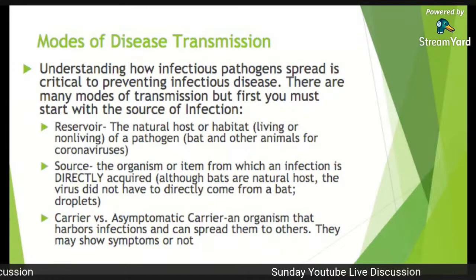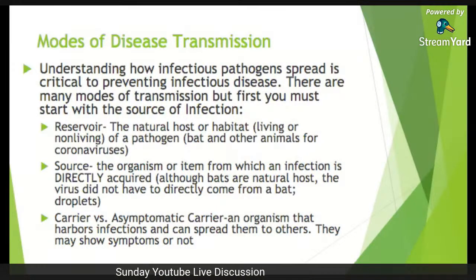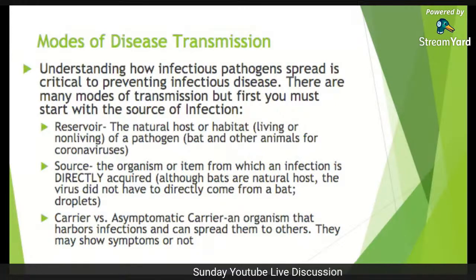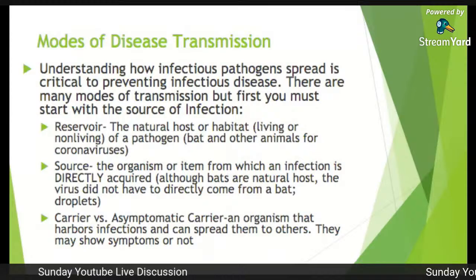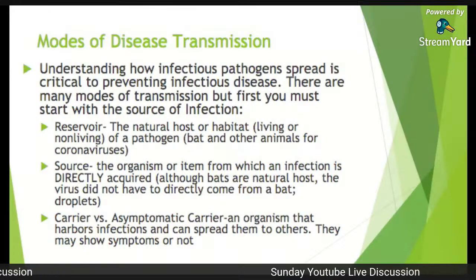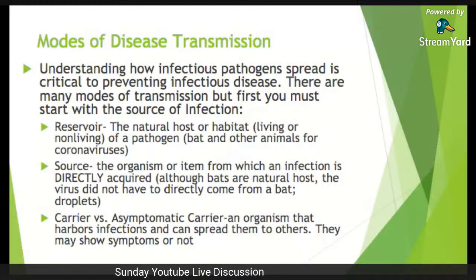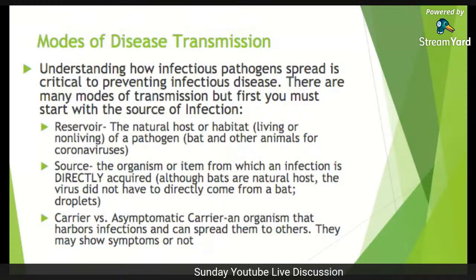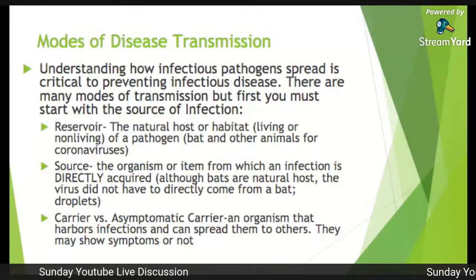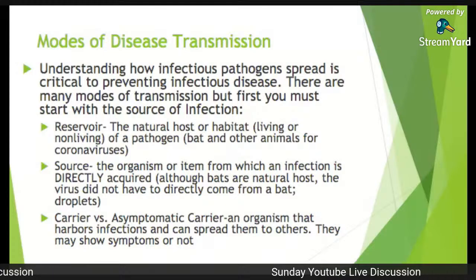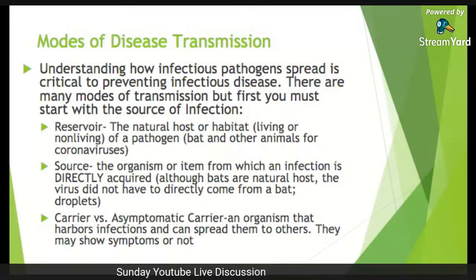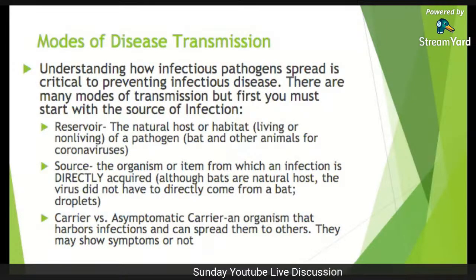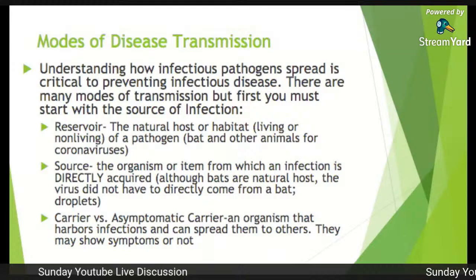Using COVID-19 as an example again, although bats are a natural host, the virus did not necessarily have to come directly from a bat. It could have come from bat droppings. It could have come from some type of fluid that came out of the bat's mouth or nose. It could have been on a surface and someone could have come by and picked it up. People always try to say that people were eating these bats and that's how the virus got into humans. That's not always the case. Yes, bats are a host to coronaviruses, but there are other animals as well. The bat could have passed it on to another animal, or it could have been on an item, or it could have been in water. I'll show you a picture of what I mean in a minute.